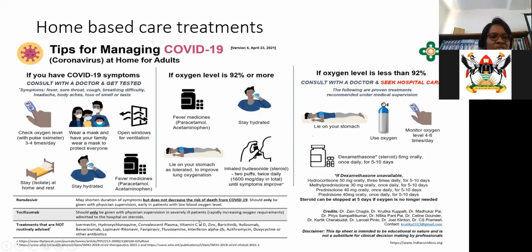Other drugs that are not routinely advised, we pulled out vitamin C from our guidelines, so it has not been shown to be of benefit. So it's not part of our current treatment guidelines.